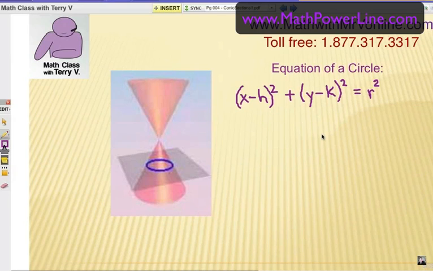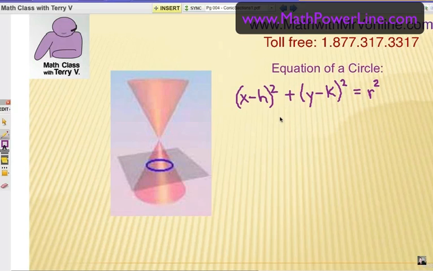Well, first of all, let's talk about the equation of a circle. The general form of that is this: (x minus h) squared plus (y minus k) squared equals r squared. Now, it's important to note that the x and the y are the variables in this equation, and the h and the k will be actual numbers, and they'll represent the center of the circle. And the r is going to be the radius of the circle.